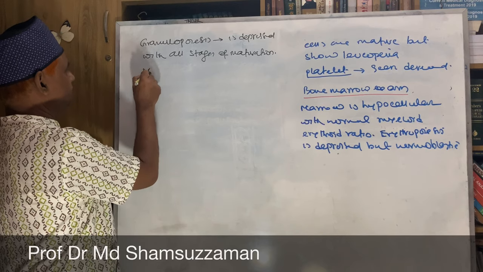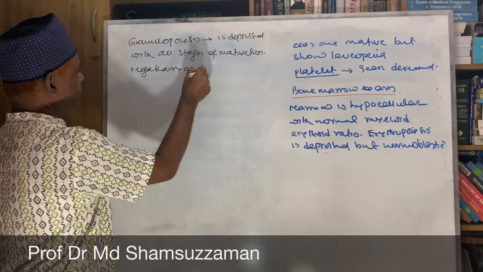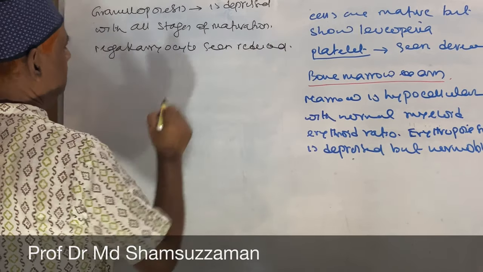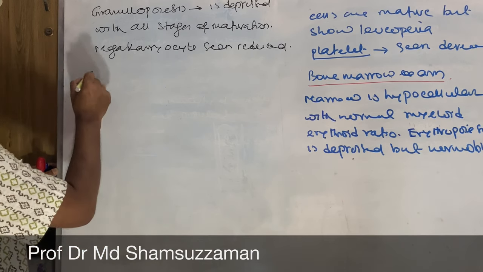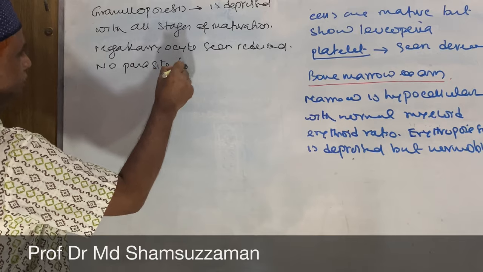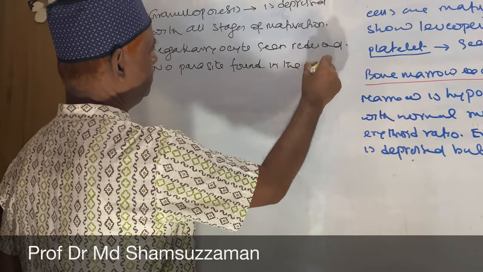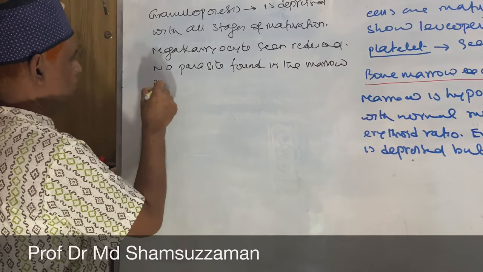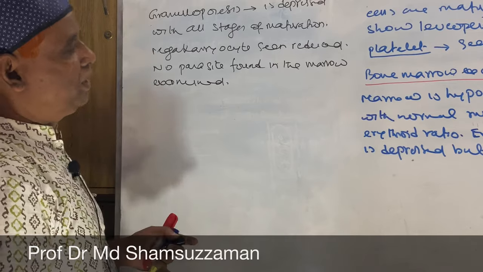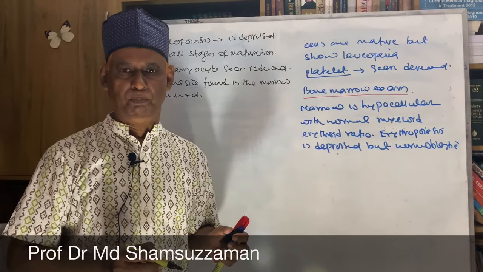Then megakaryocyte is seen reduced. No parasite found in the marrow examined. So these are the bone marrow findings of aplastic anemia, and this is all about aplastic anemia.